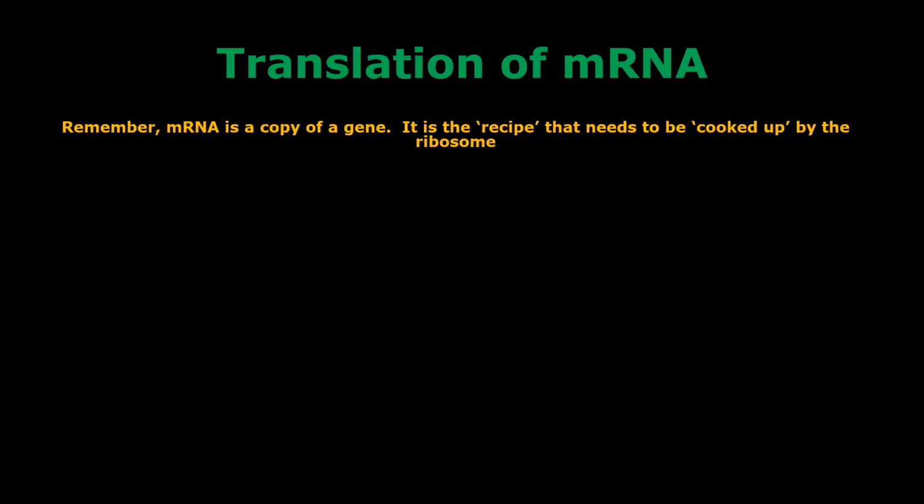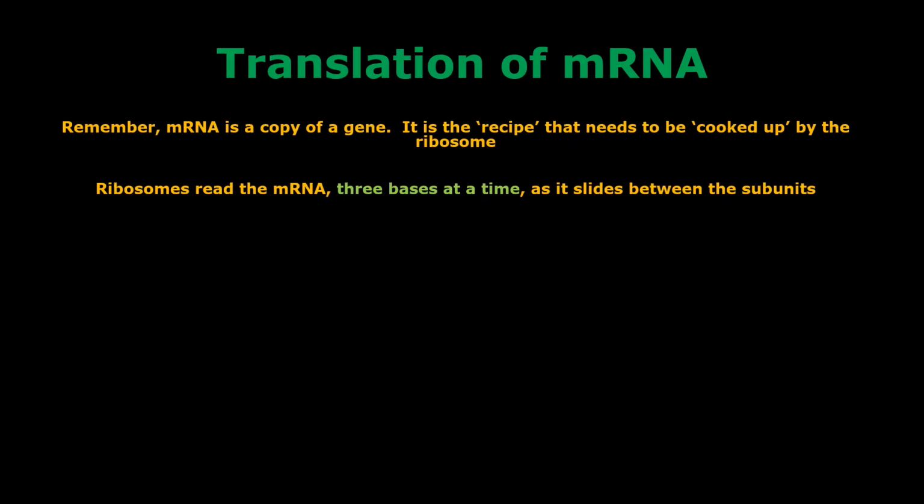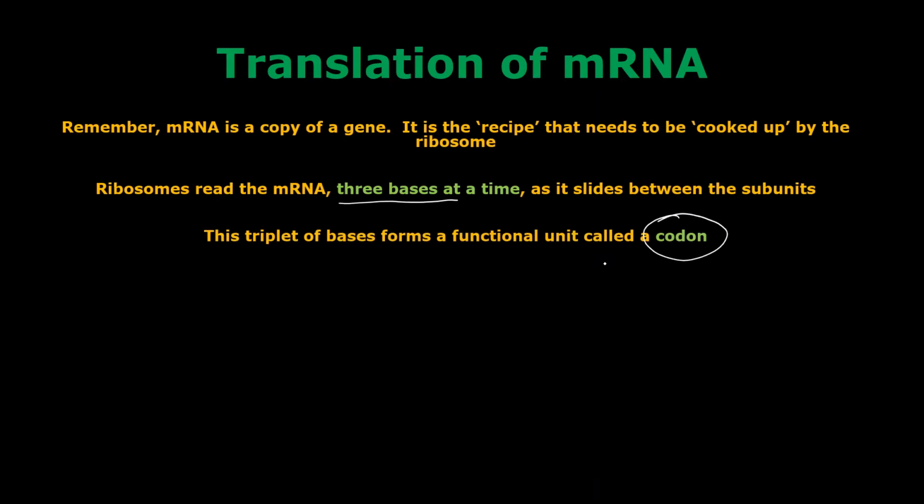Remember that mRNA is a copy of a gene. It is the recipe that needs to be cooked up by the ribosome. I like to use these cooking analogies. Ribosomes read it, but they don't read it as you would read, say, a piece of paper. They're going to read it 3 bases at a time, and these bases are called codons. Codons, like the unit of a code, right? We're going to try to talk about the genetic code in a moment.